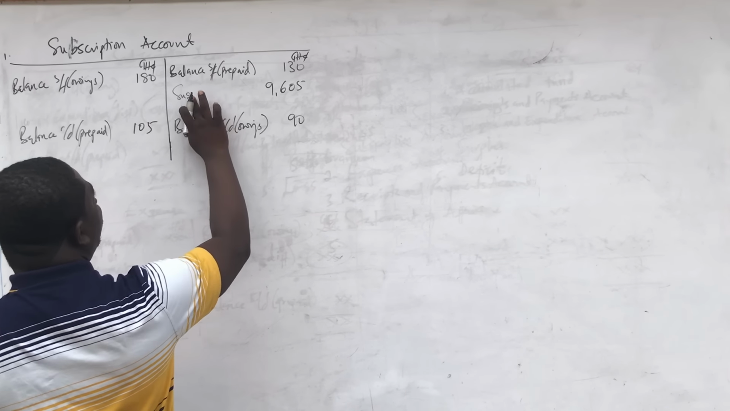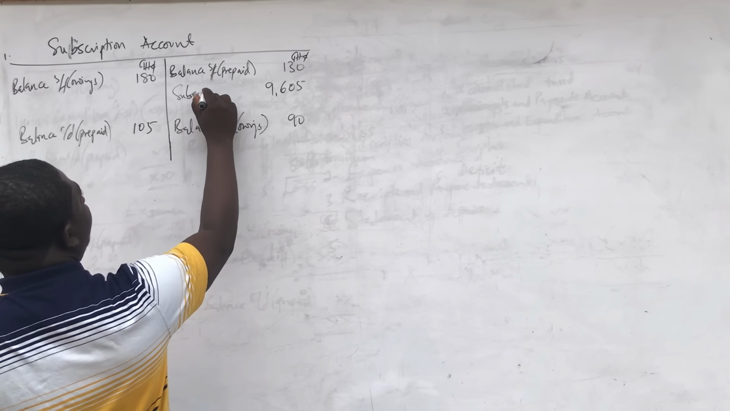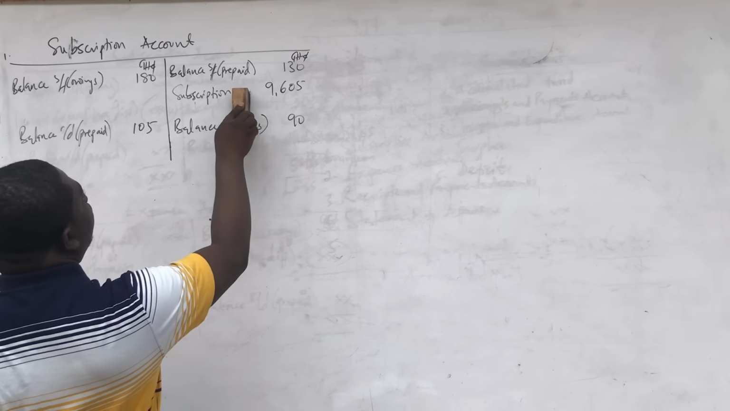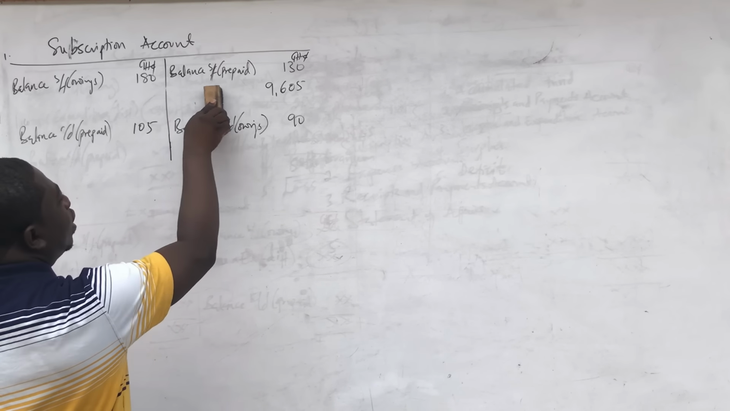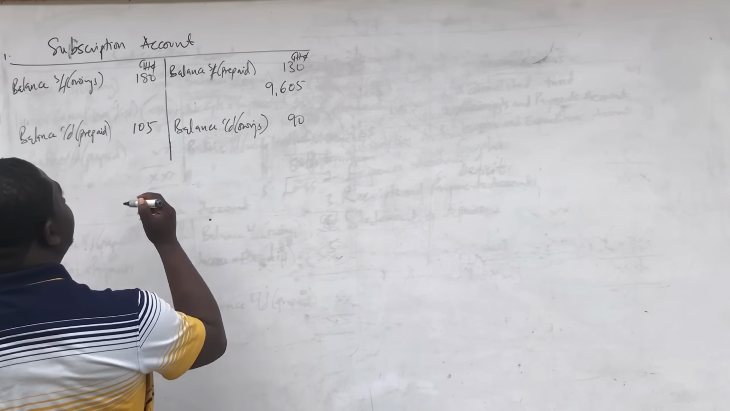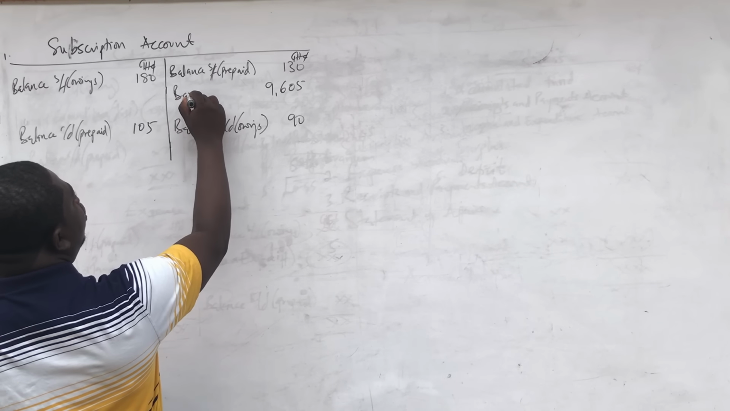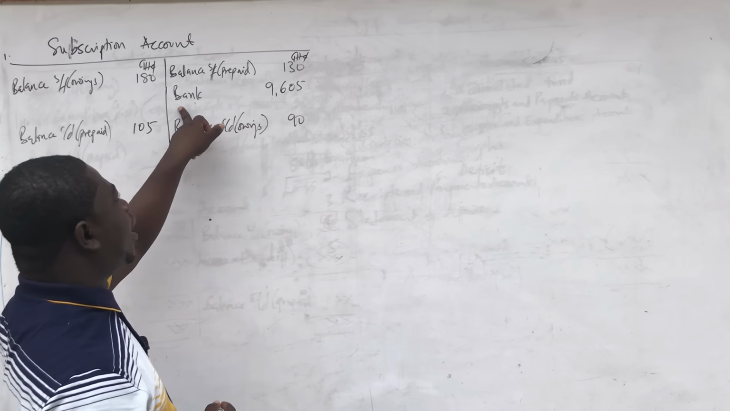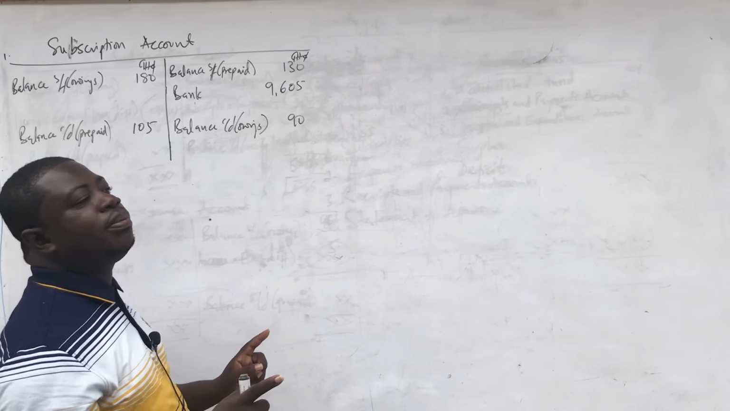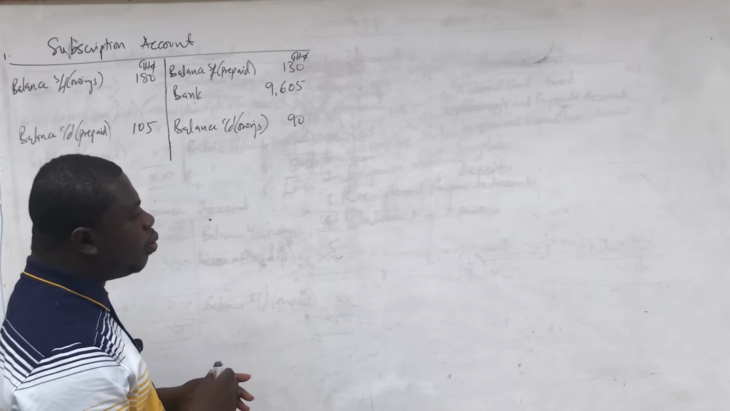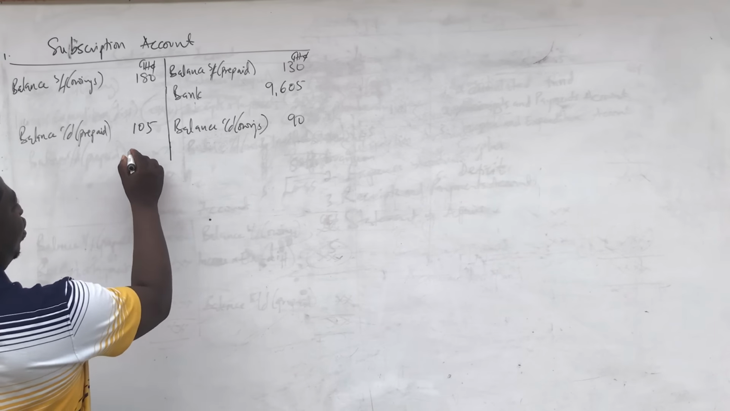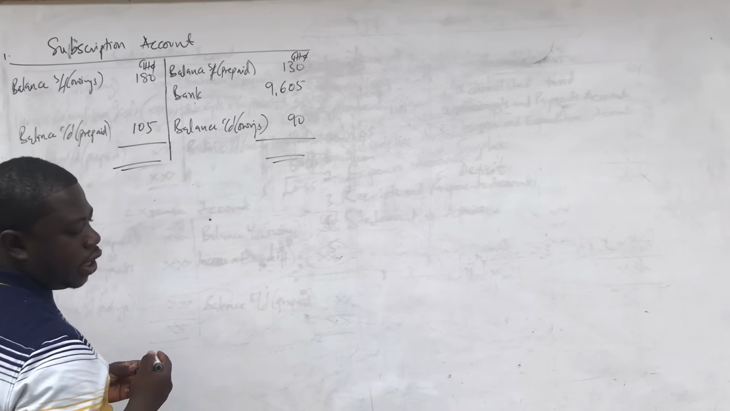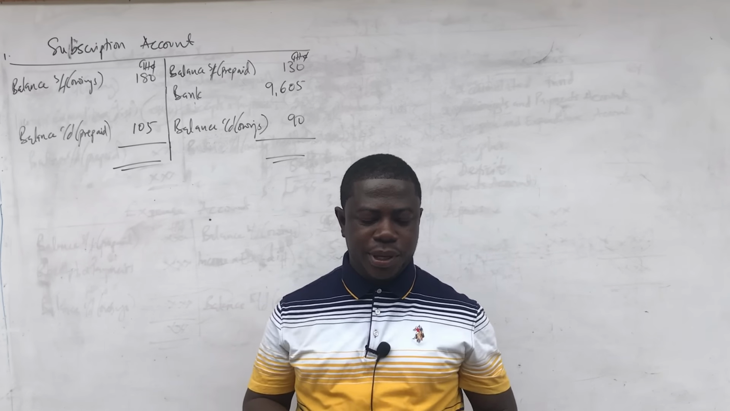So all the time, when it comes to bringing the corresponding entry, please combine, the narration should be bank. Combine what you have in your receipt and payment or bank account, and then you bring it. You can decide as well to put them individually, 9,500 and 105. But the most important thing is that you are completing the double entry for both. So now that we are done with this, we can just balance off the subscription account, and the difference goes to income and expenditure account.